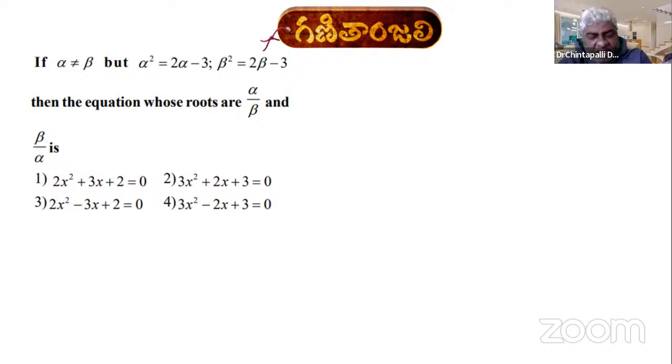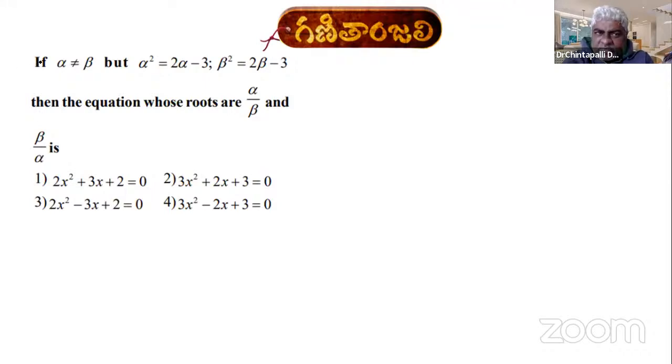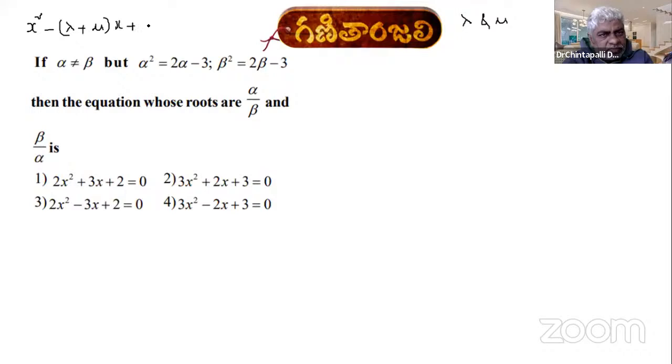Next, we are asked to find the equation whose roots are alpha by beta and beta by alpha. Please tell now, what is the equation whose roots are alpha and beta? The equation whose roots are alpha and beta is x square minus alpha plus beta times x plus alpha beta is equal to 0. Do you remember? Yes, the original formula. I'm asking you, what is the equation whose roots are lambda and mu? x square minus lambda plus mu times x plus lambda times mu is equal to 0, right?